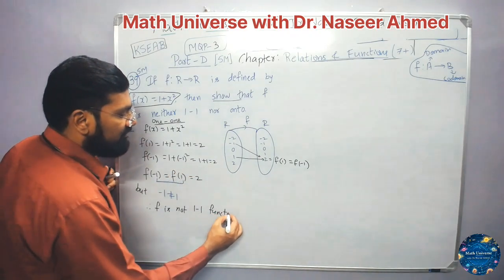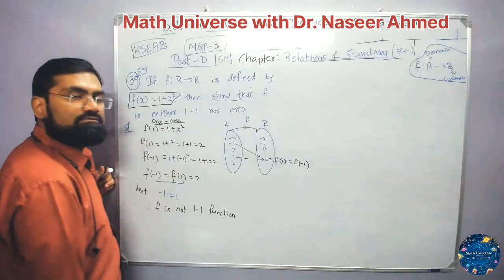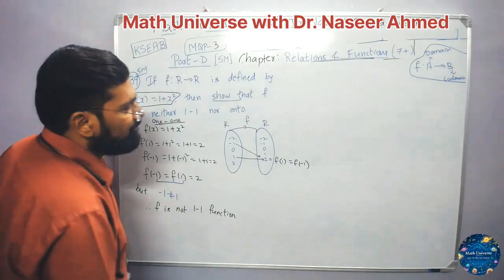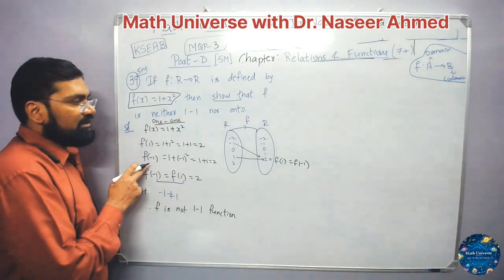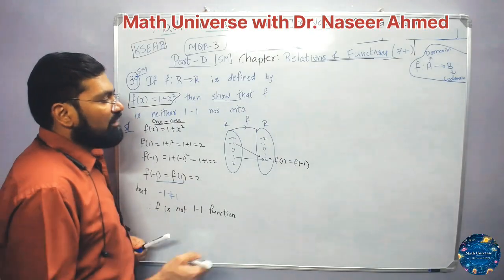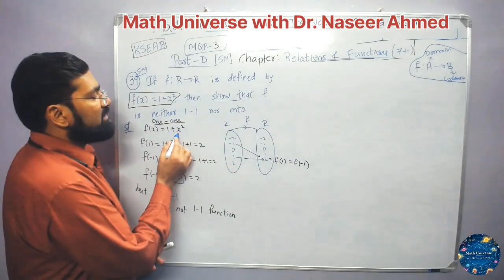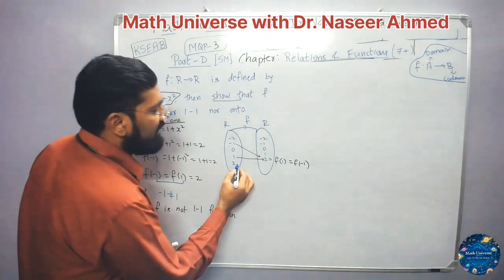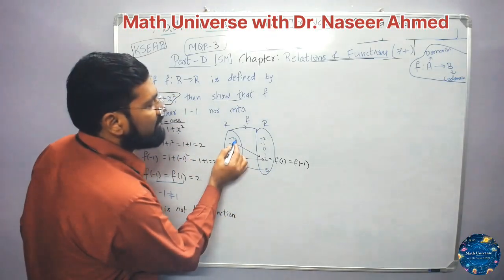When it is not 1-1 function, what is it? Many-one function. Okay. Not only 1 and minus 1, you can take 2 also. For example, just for clarity, let us suppose we could have taken 2. So put here 1 plus 2 square. 2 square is 4. 4 plus 1, 5. Even minus 2.